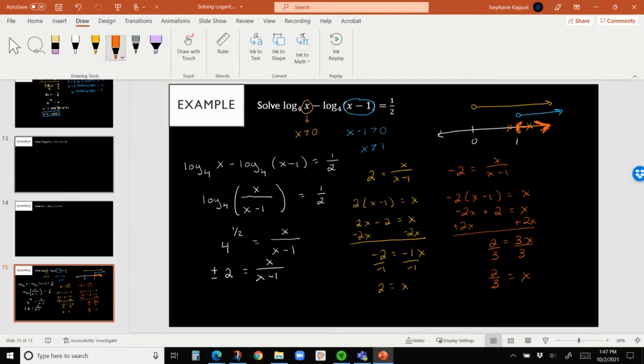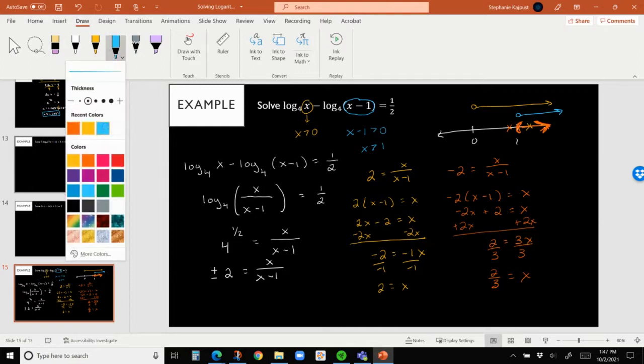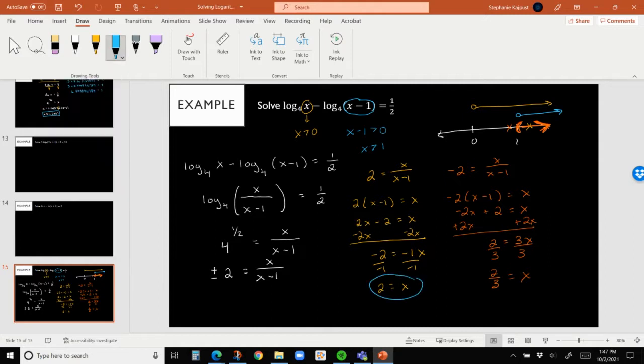So we have two answers. One of them is within our domain. One of them is outside the domain. And so the correct answer is going to be the one within our domain, x equals 2, because that follows that domain. It's in that area that we were looking for on our number line. 2/3 is not greater than 1, so that's going to be an extra solution that we got that doesn't actually work.